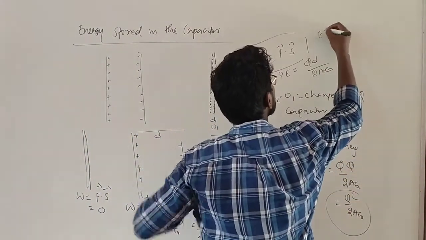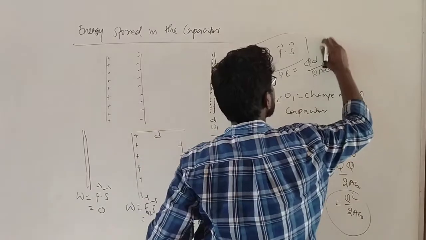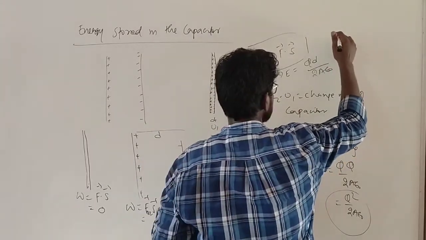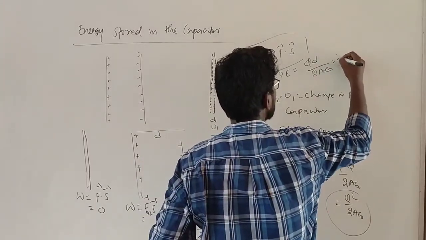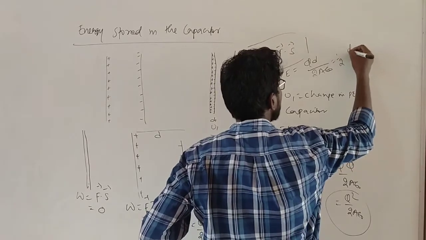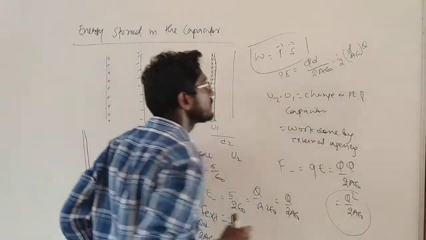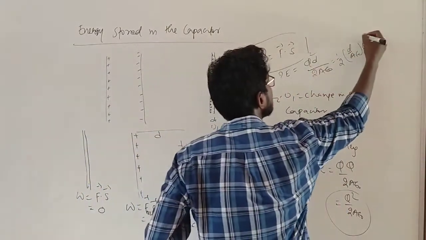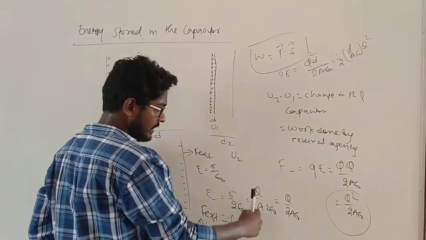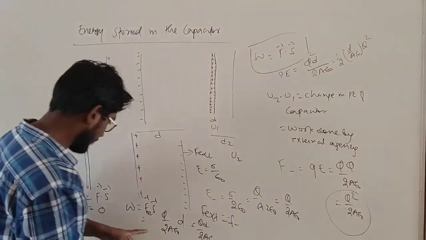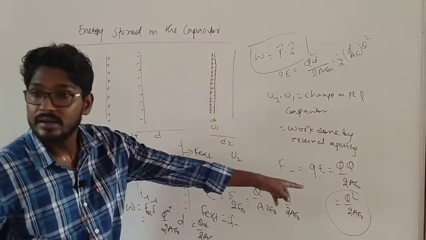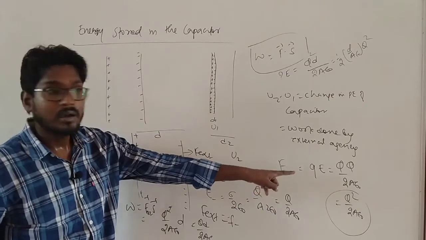What is the formula of electric field? I think about this, 1 upon 2 D upon A epsilon naught into Q, and this is Q square. Q square will come here, it is missing here. Q square will be there, right? Any problem?